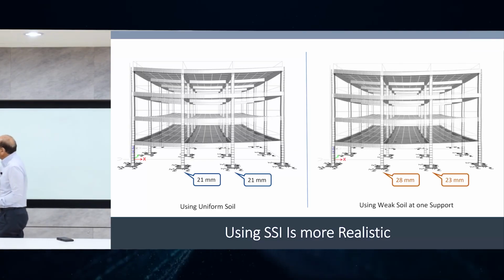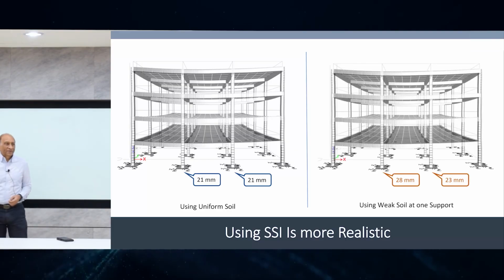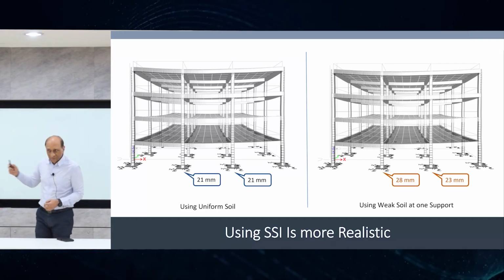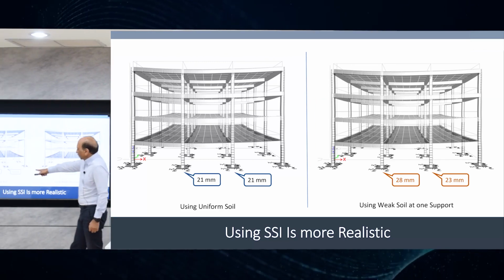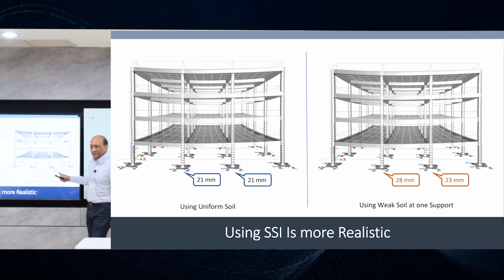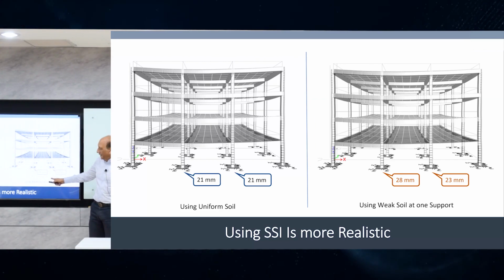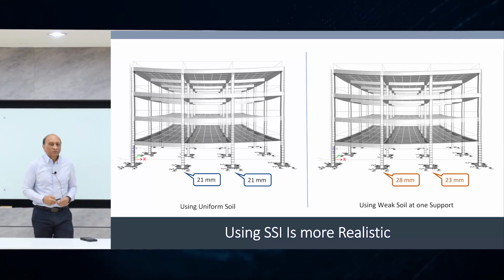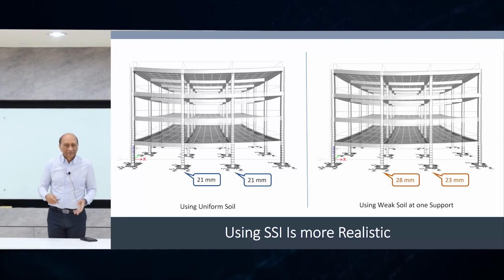And I found that the difference only changed to 28 millimeter, right? 23 millimeter, this one. So what happened is that this changed from 21 millimeter to 23 millimeter, 2 millimeter more, and this one 28 millimeters. So net difference is only 5 millimeter when the soil is less than half the adjacent soil, right?